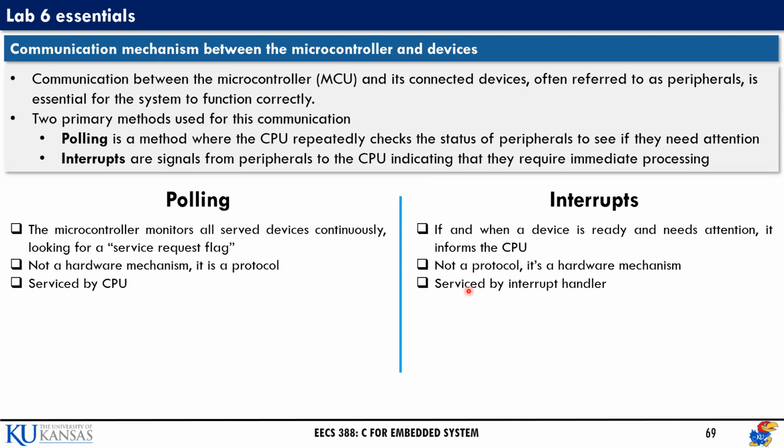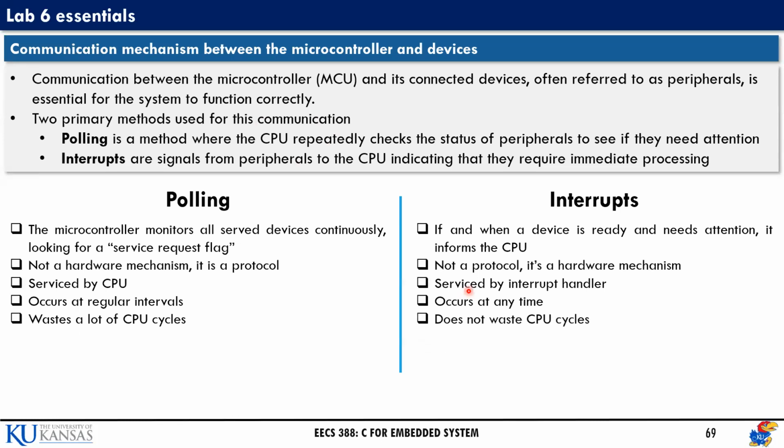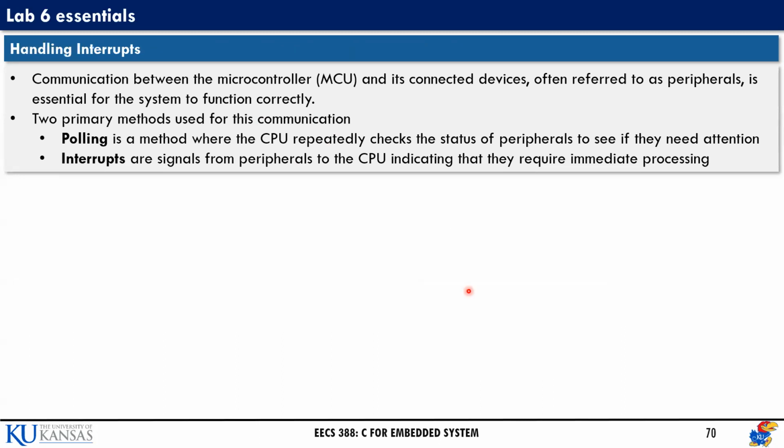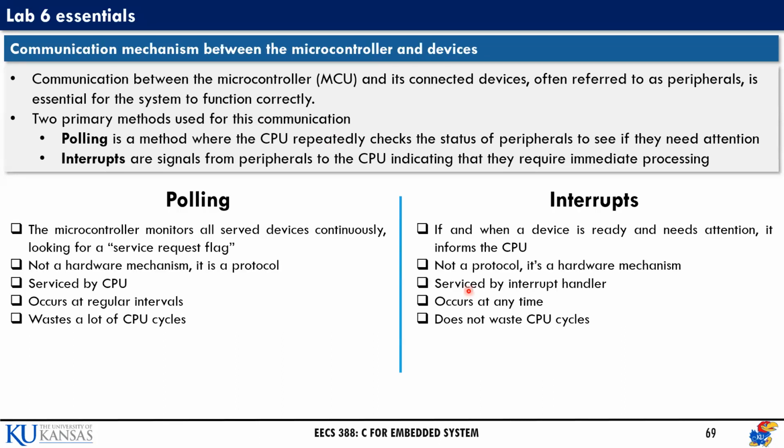Polling is serviced by the CPU, and interrupts are serviced by the interrupt handler. In this lab, we will talk about the interrupt handler more, because that's our point of interest. Polling occurs at regular intervals, but interrupts occur at any time, depending on the call button, as you may remember from the analogy in lab 5. In polling, we waste a lot of CPU cycles, but with interrupts we do not waste any CPU cycles. That was all for the basic differences between polling and interrupts.